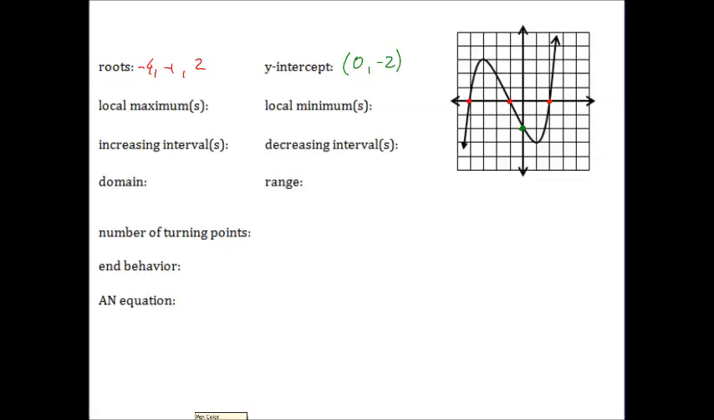Do we have local maximums and minimums? We have one local maximum right here at (-3, 3), and a local minimum over here at (1, -3).